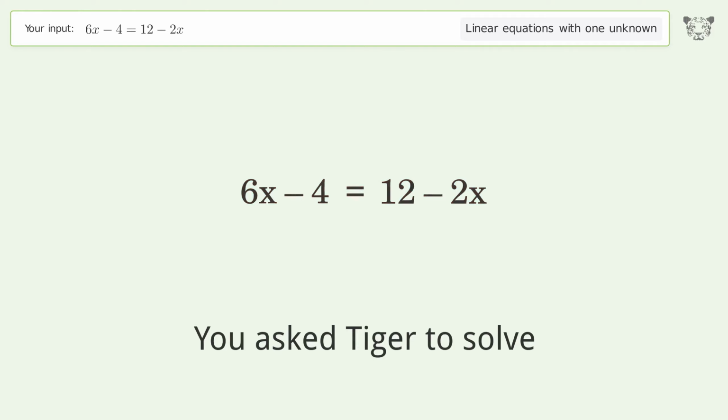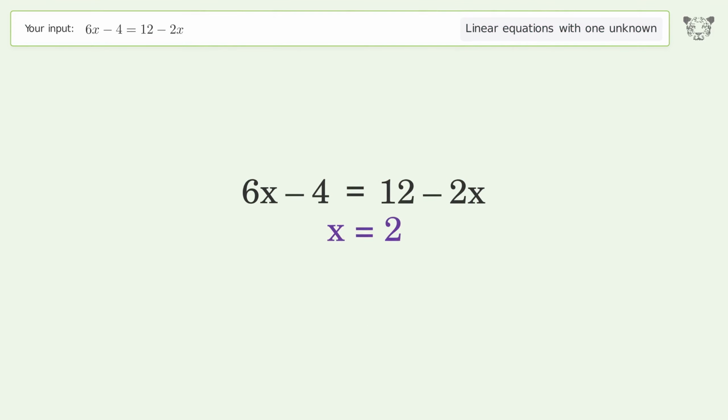You ask Tiger to solve. This deals with linear equations with one unknown. The final result is x equals 2. Let's solve it step by step. Group all x terms on the left side of the equation. Add 2x to both sides.